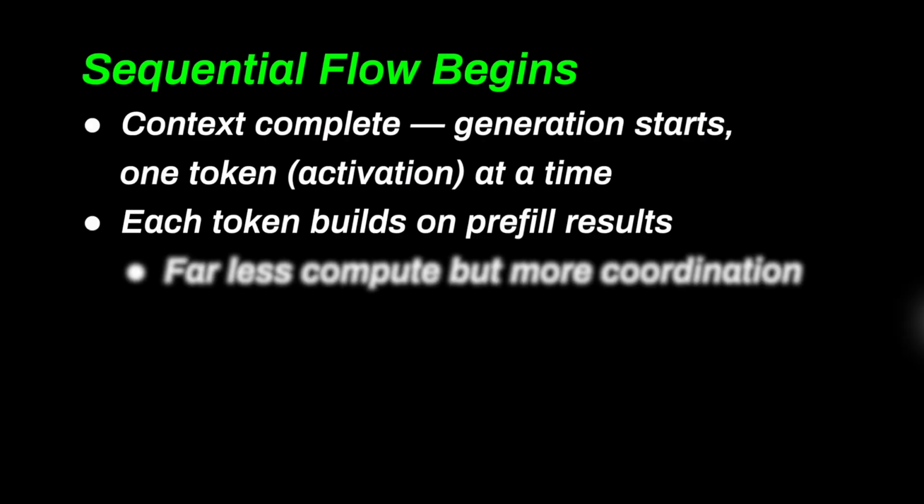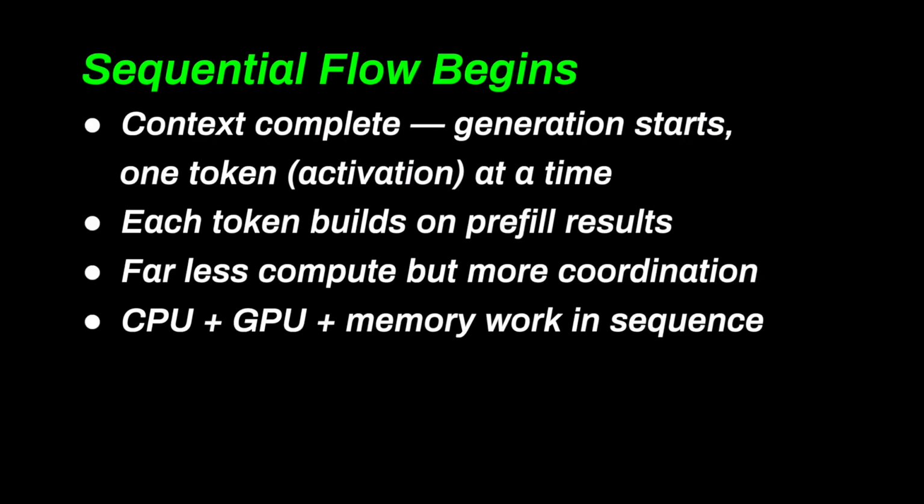Once the context is built, inference takes over to generate each token in a sequential flow, one token at a time. Each new step draws on the short-term memory gathered during prefill, extending the model's understanding word by word. There's far less computation now, but much more coordination. Every new token depends entirely on the tight choreography between the CPU, the GPU, and memory.